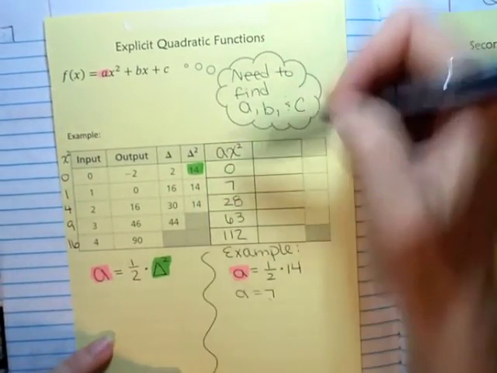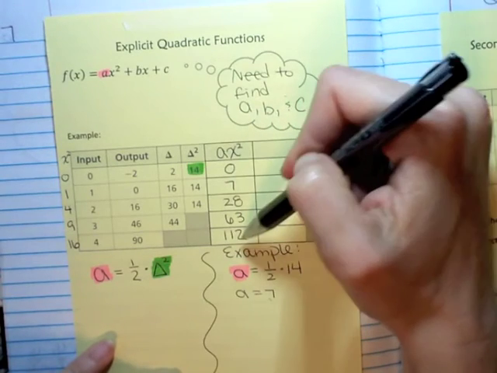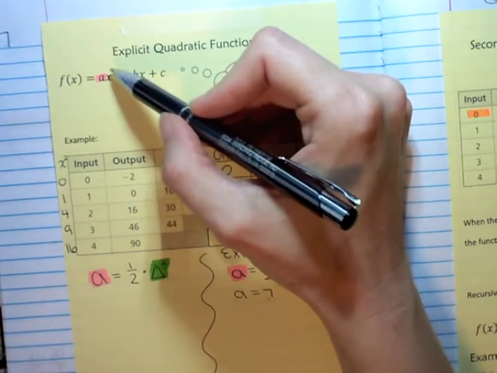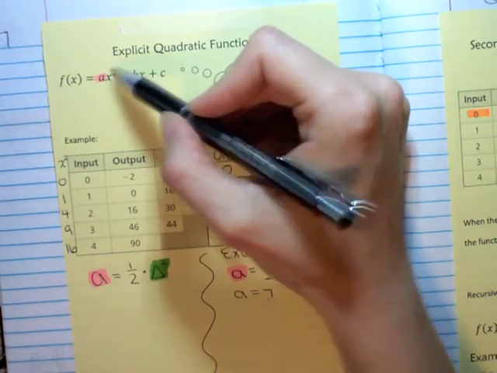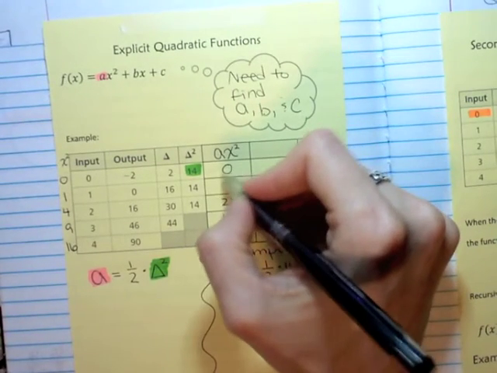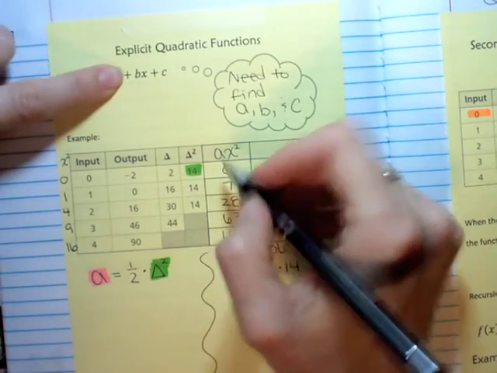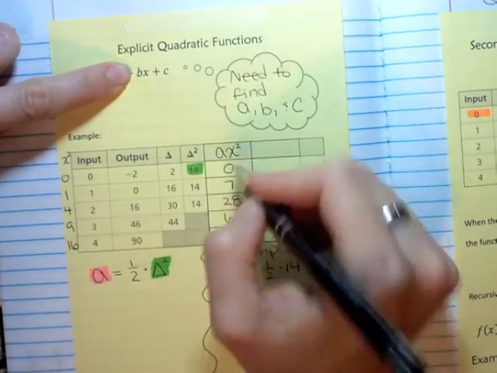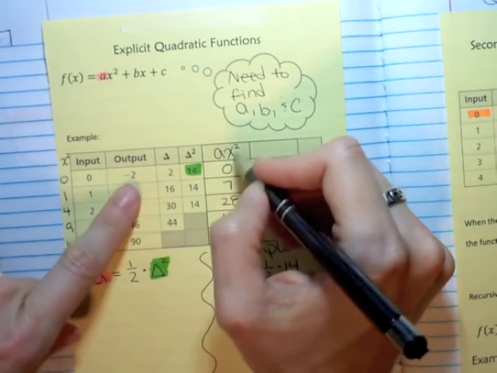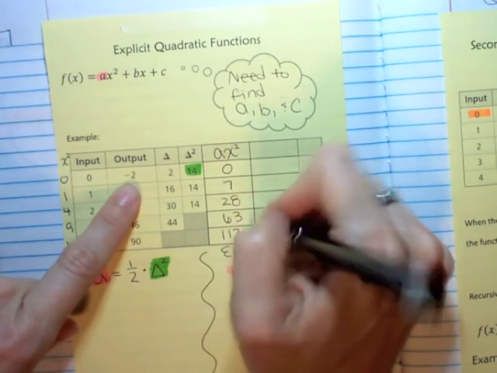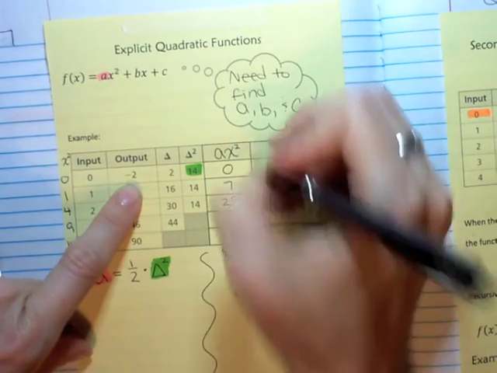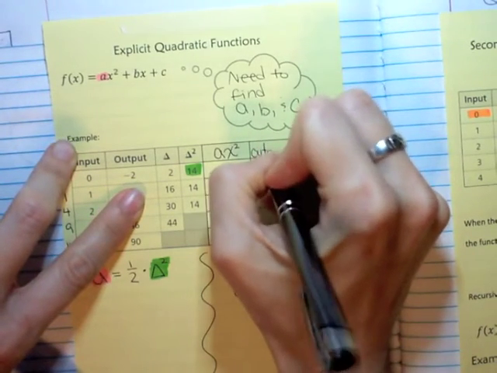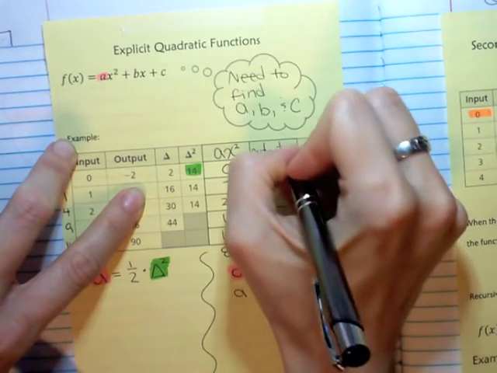So now that we've figured out what ax squared is equal to, we can think about the fact that in our function, if we subtract this away from our output, then whatever will be left will be bx plus c. So I'm going to take our output and subtract out the amount that is accounted for by our ax squared. So we're going to say output minus ax squared.